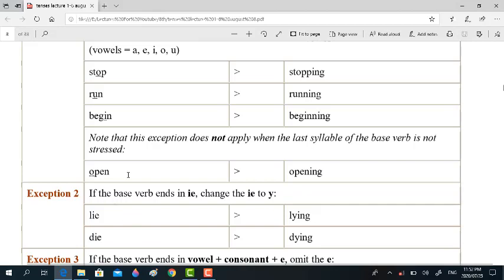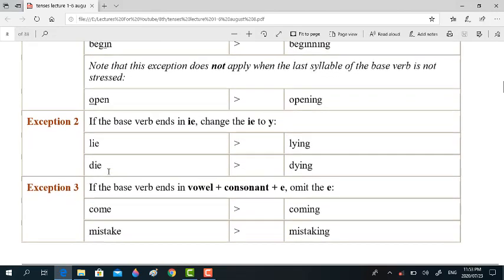Open. The stress is on O, not on N, so you do not double the N. The word open has the same situation, having P consonant, N consonant, with E vowel in between, but since the stress is on the first syllable, that is O, open, not on N, you do not bother to double the last consonant, right?